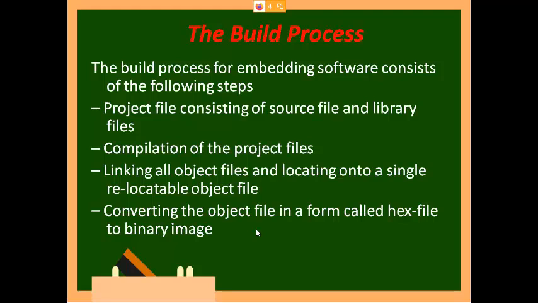Then building a processor for embedded software consists of the following. First we have seen about hardware, now software. So a project file consisting of source files and library files. I think you all know what a library file is: stdio.h, conio.h, math.h, all that comes under library. Then completion of the project file, linking, then converting the object file into an exe file. So this is with respect to software.